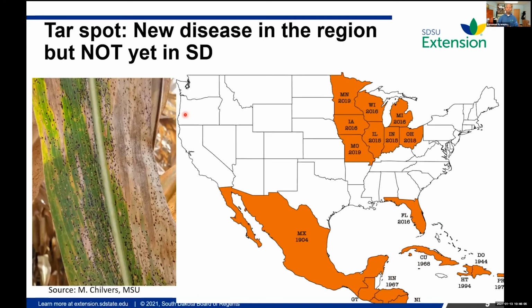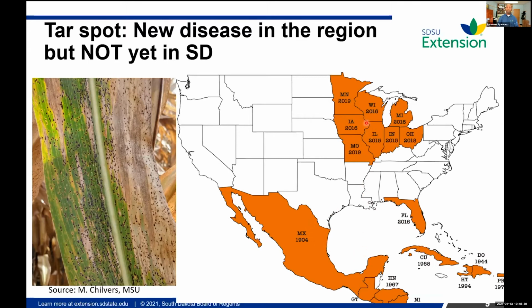So next, then we're going to look at a new disease in the region, but is not yet confirmed in South Dakota. This disease is called tar spot. It's a fungal disease, and it was first found in 2015 in the I-states. So this would be Illinois and Indiana. That's where it was first found. But actually, it has been occurring in South America for a longer period of time.